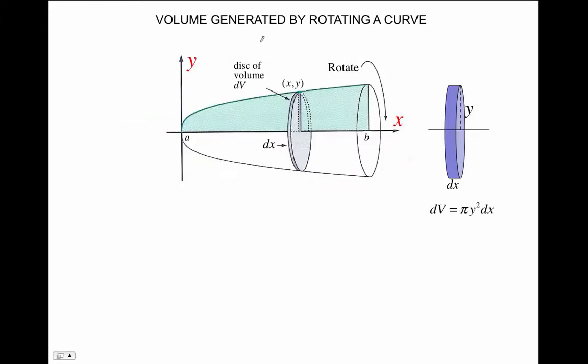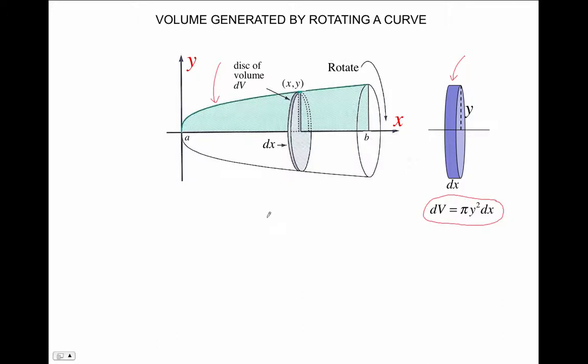Now let us look at the volume generated by rotating a curve. I mean this curve over here, of course. Let's now look at the volume that is generated by rotating it around the x-axis. So here's a little volume element. That's this part over here taken here. And this area on top is pi y squared, and hence the volume of this piece over here is dv, which is the area pi y squared, times the thickness, which is dx.